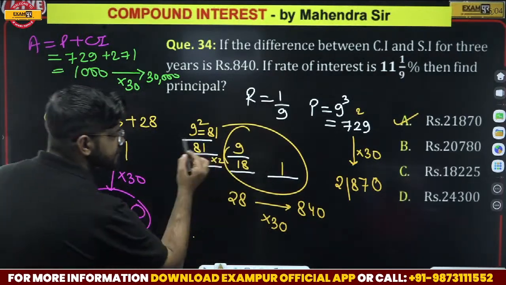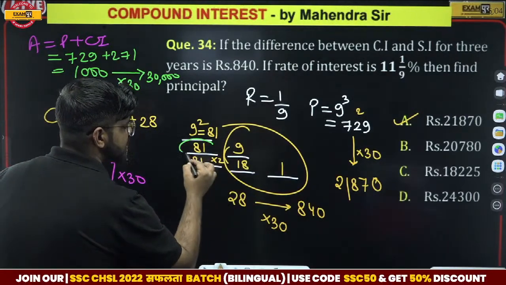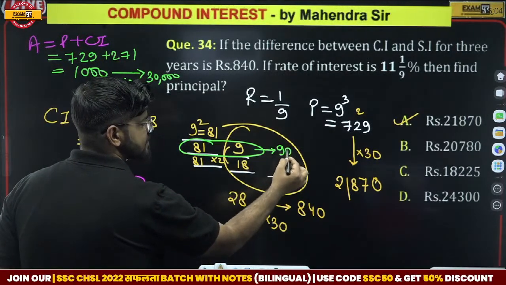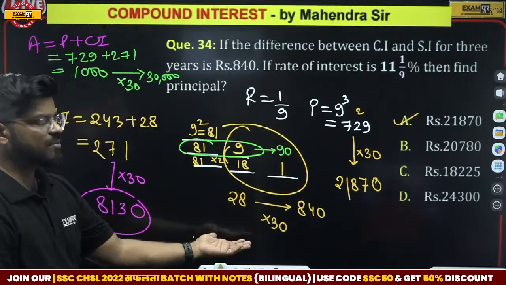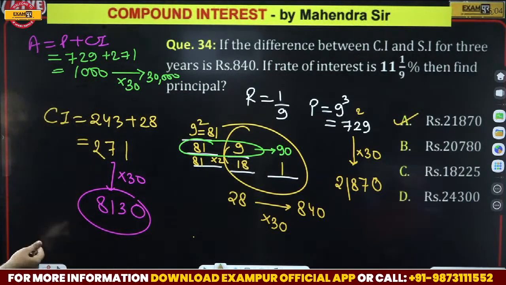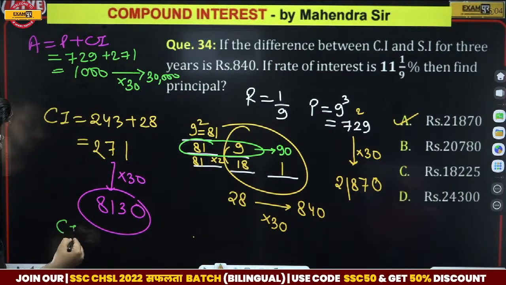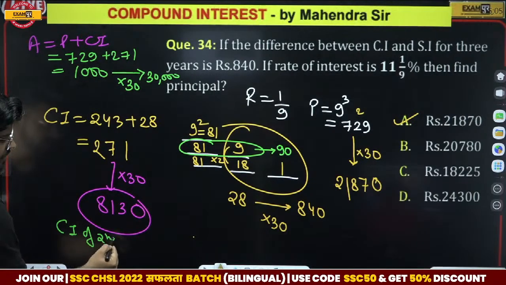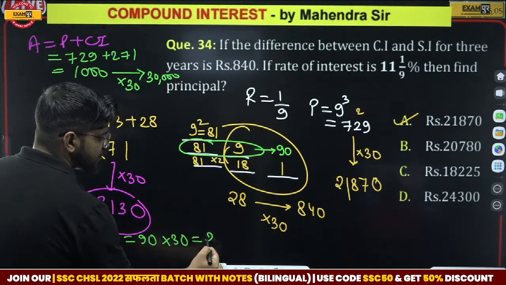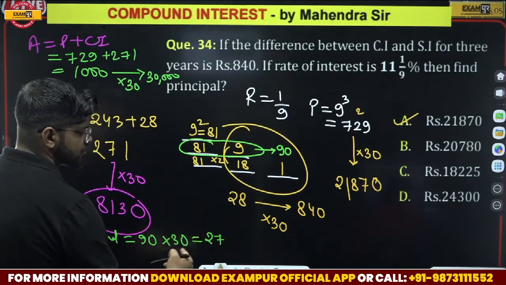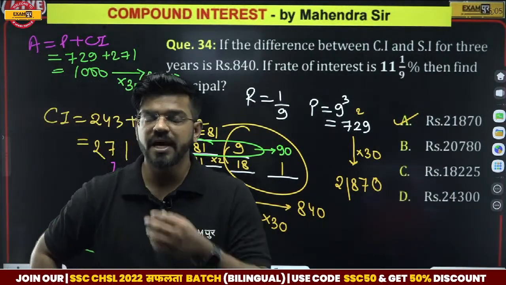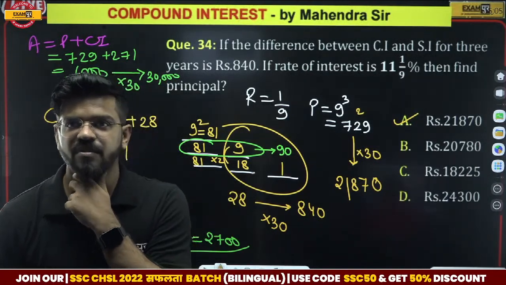So this part is CI of second year. And what is this? This is 90, and you know that our multiplying factor is 30. CI of second year is equal to 90 into 30. 9 3s are 27 and 2 zeros, that means 2700. That means 2700 is my right answer. Absolutely correct, Sam. Very good.